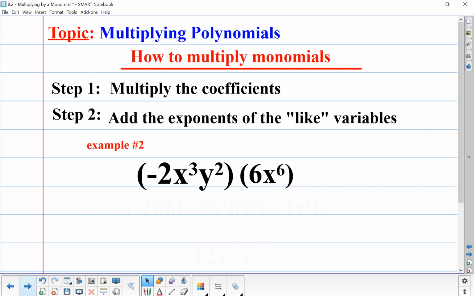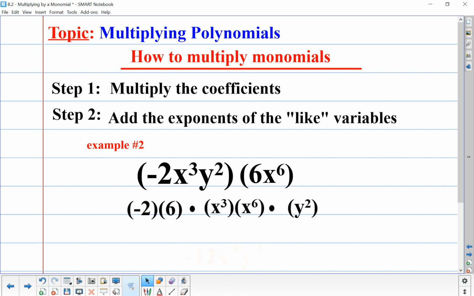Let's take a look at example number 2. My coefficients are negative 2 and 6. My like variables are x cubed and x to the 6th, and y squared doesn't have a like variable. So I'm going to put my coefficients together, I'm going to put my x's together, and I would put my y's together if there were more than one, which there aren't. So negative 2 times 6 is negative 12. 3 x's and 6 x's make 9 x's, and the y squared remains the same.